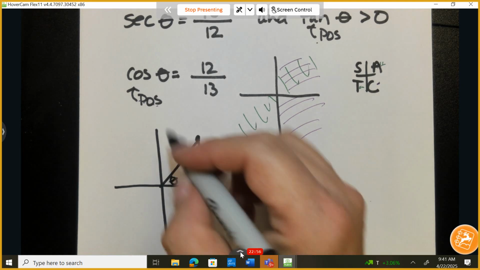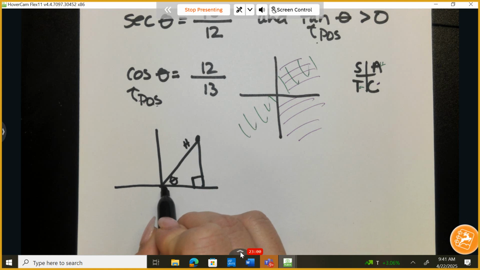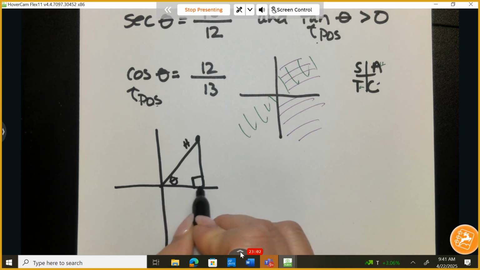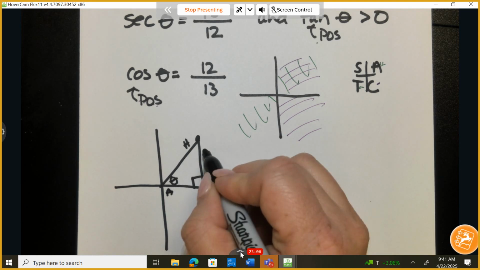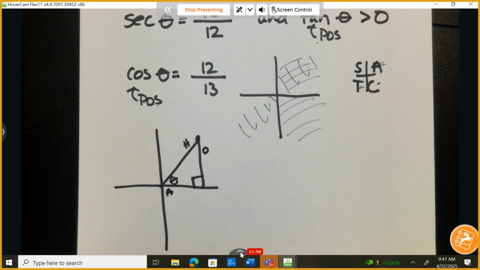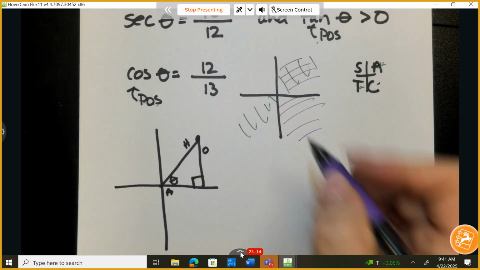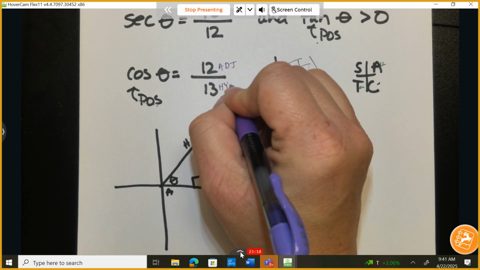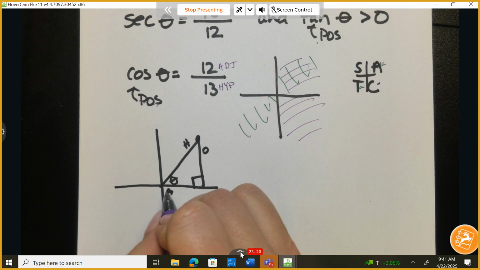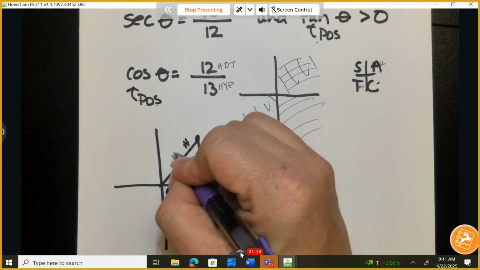I'm going to go ahead and just remind ourselves, hypotenuse is always the diagonal. The length of the triangle that aligns with the x-axis is your adjacent, and then opposite is straight across. All right, what do we know? Well, we know that cosine is adjacent over hypotenuse. So I'm going to come up here and remind myself adjacent over hypotenuse. Okay, so adjacent here is this length, it is 12. Hypotenuse is this length, it is 13.